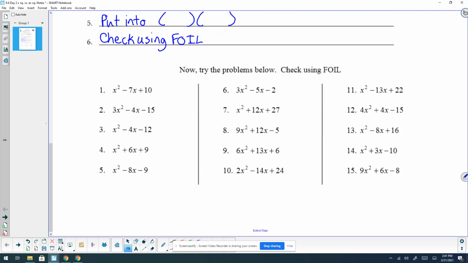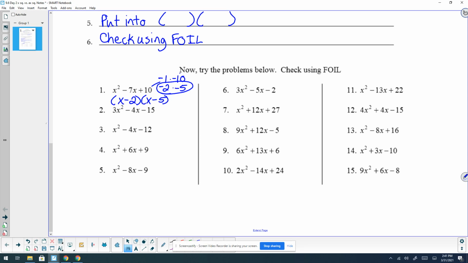All right. Now, try these problems below, check using FOIL. So the first one, we do not have a number in front. So all I have to do is factor tree out this 10. So I have 1 times 10, 2 times 5. The sign of the middle term, the negative, goes to the larger numbers. How do I make negative 10 turn into a positive 10? My 1 has to be negative. So all of my smaller terms would also be negative. Which one of my sets here would add to negative 7x? It's going to be negative 2 and negative 5. So we have x minus 2 times x minus 5. That's the first problem.